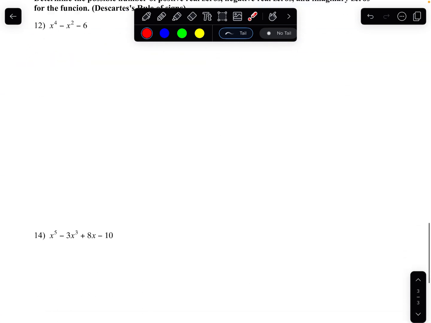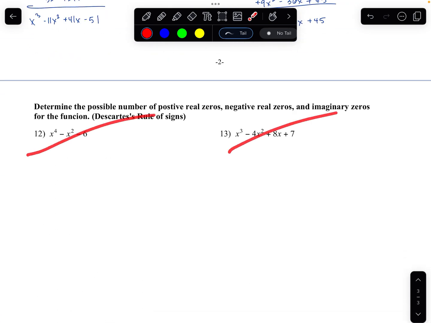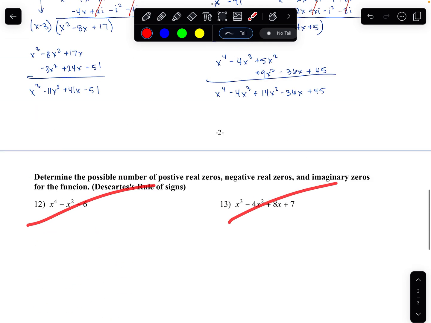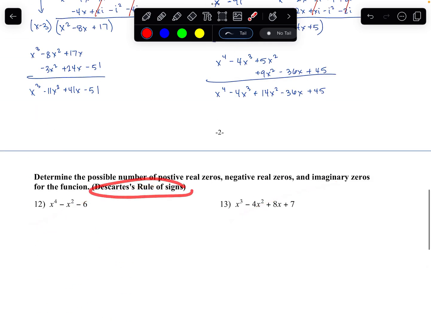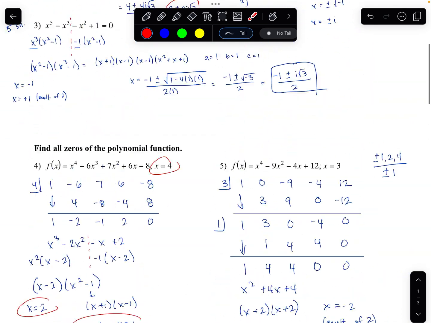I think I took these problems off of your homework. Hopefully I did, because I don't want to talk about Descartes' rule of signs. Cool. All right, that should be everything for this homework.